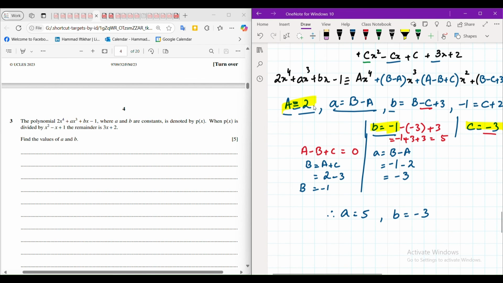So that's it for the 2023 questions. Hopefully next time we will start out with the next subtopic in algebra, and that would be partial fractions.